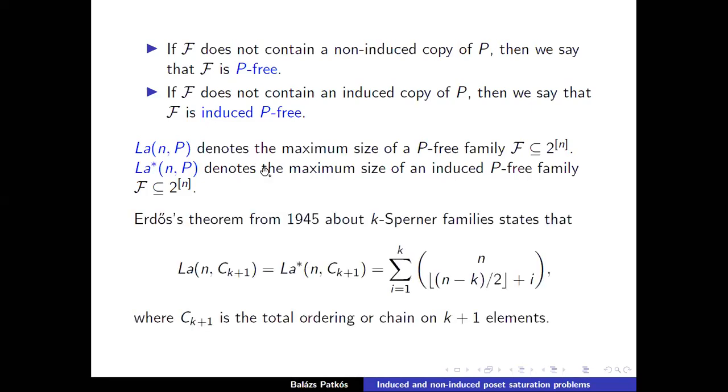Okay, so with this notation, Erdős's theorem just says, well, of course, for chains there is no difference between induced and non-induced because all elements of the chain are related. So therefore, all sets should be in containment. So the LA function and the LA star function are the same. And according to Erdős's theorem, C sub k plus 1 is the chain of length k plus 1. Then this is the extremal number.